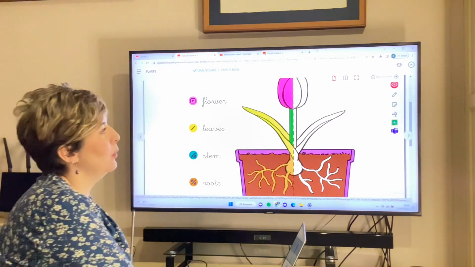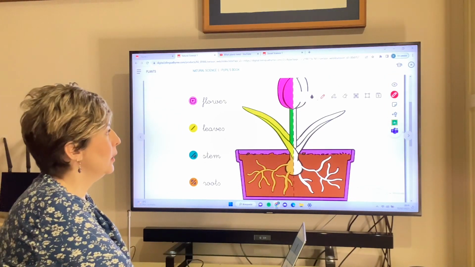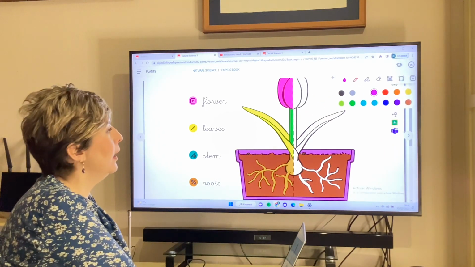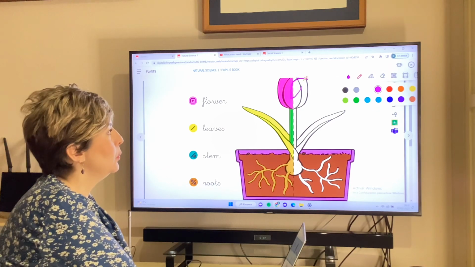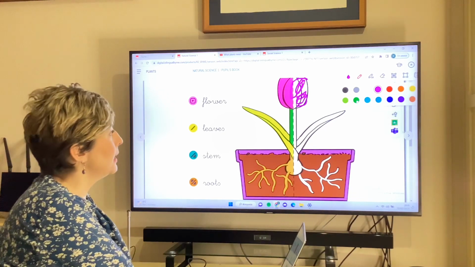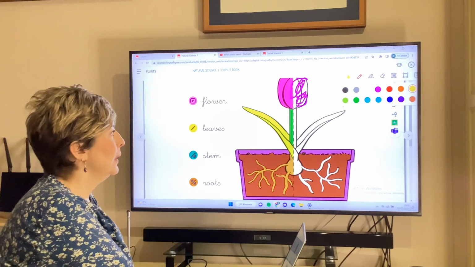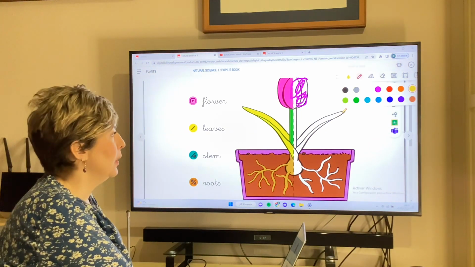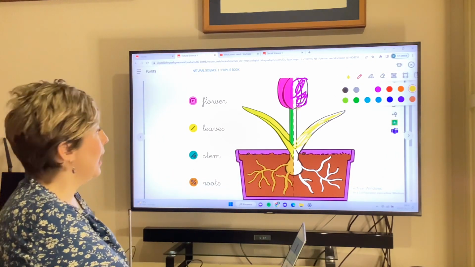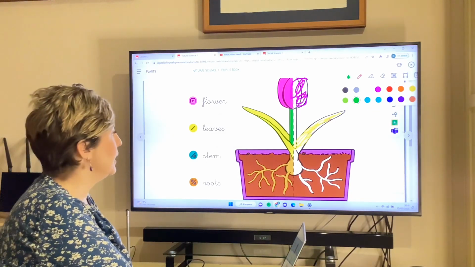What color is the flower? The flower is pink. So we are going to color the flower pink. What color are the leaves? It says here we color the leaves yellow. Well, it's really between yellow and green. Like that. And then we have the stem, which is this part. The stem is green.